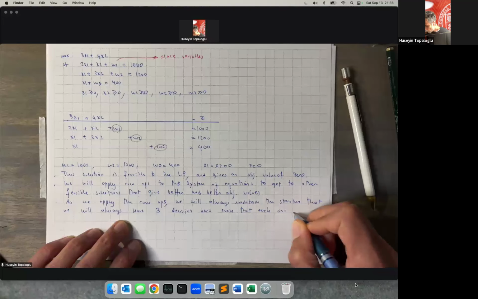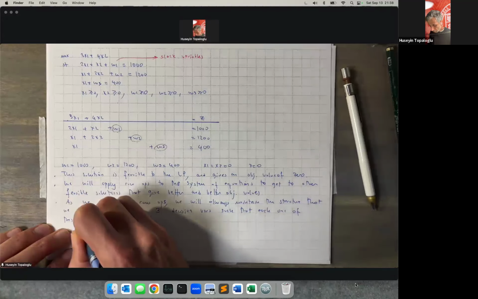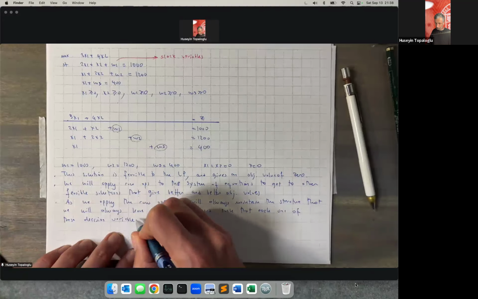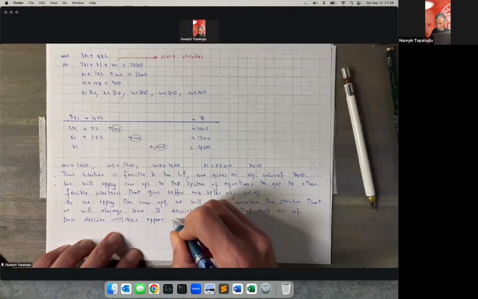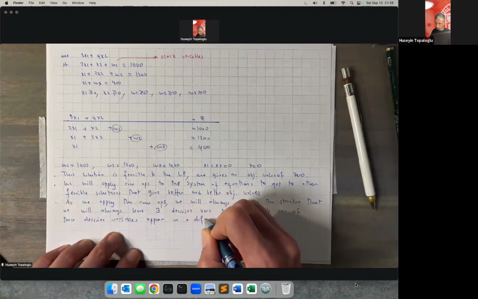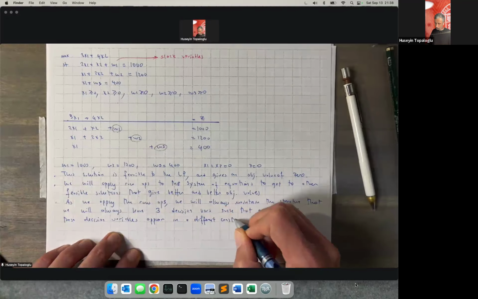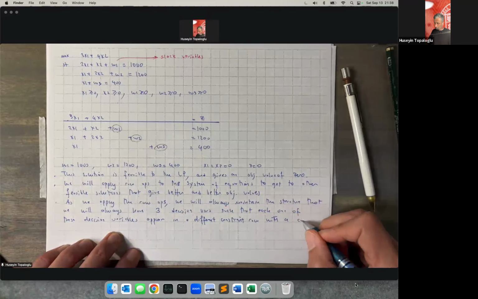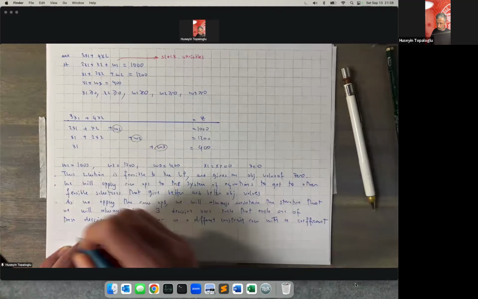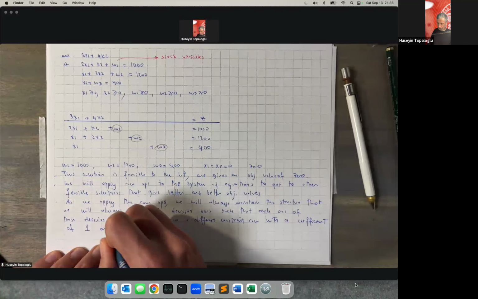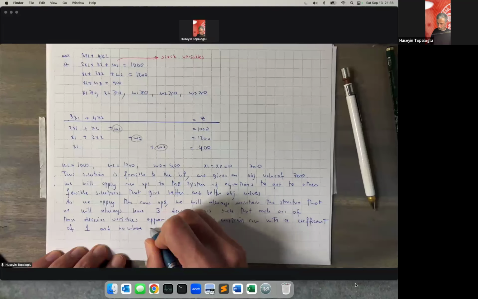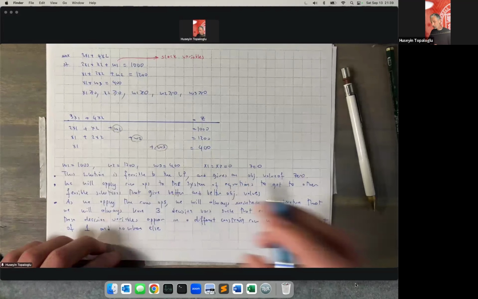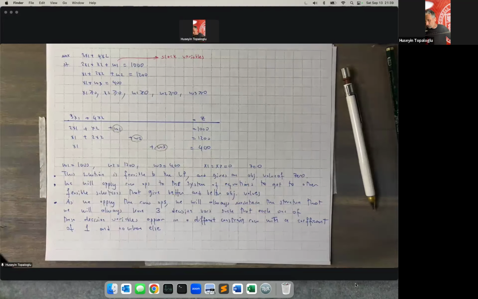such that each one of these decision variables appears in a different constraint row with a coefficient of 1 and nowhere else. We will always maintain that structure. Let's go and do it.